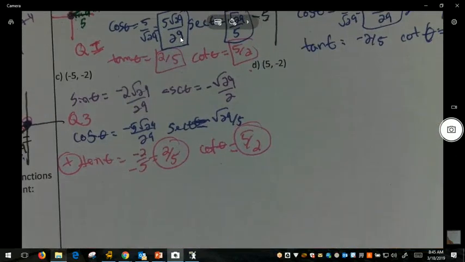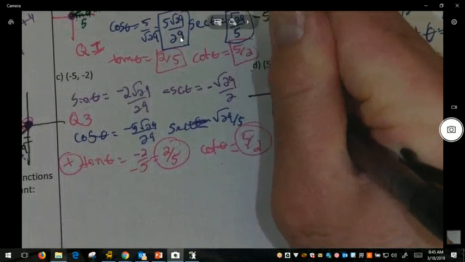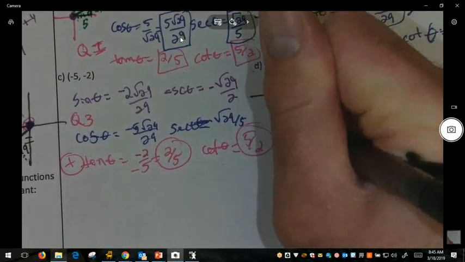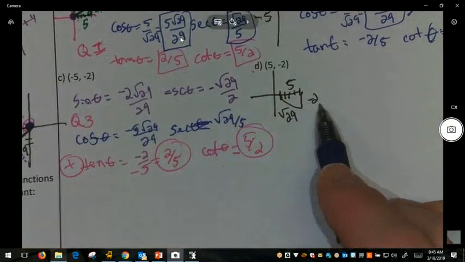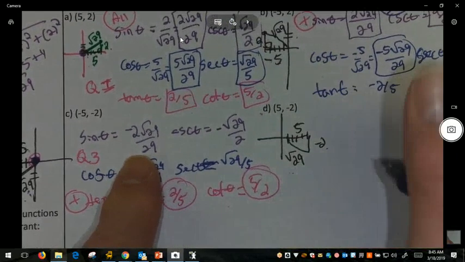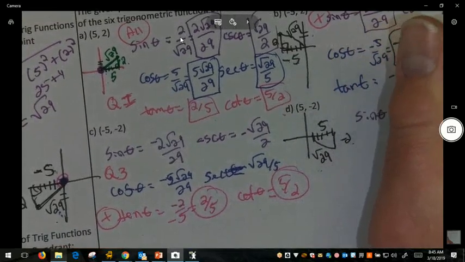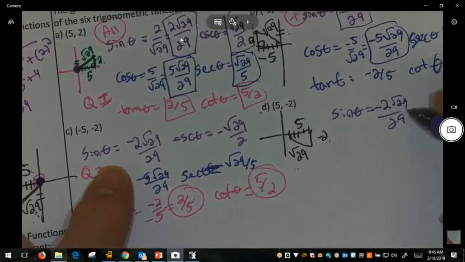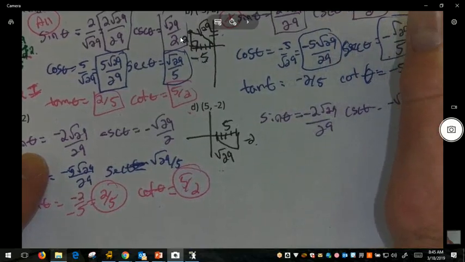Let's see what's going to happen in quadrant 4. Some of you probably already know. In quadrant 4, we've gone right 5 units and down 2 units. Radius is still positive. This means that our opposite over hypotenuse is going to be just like it was in this quadrant, negative 2 over square root of 29, which means that our sine value and our cosecant value are going to be negative. Negative 2 square root of 29 over 29, and for cosecant, negative square root of 29 over 2.